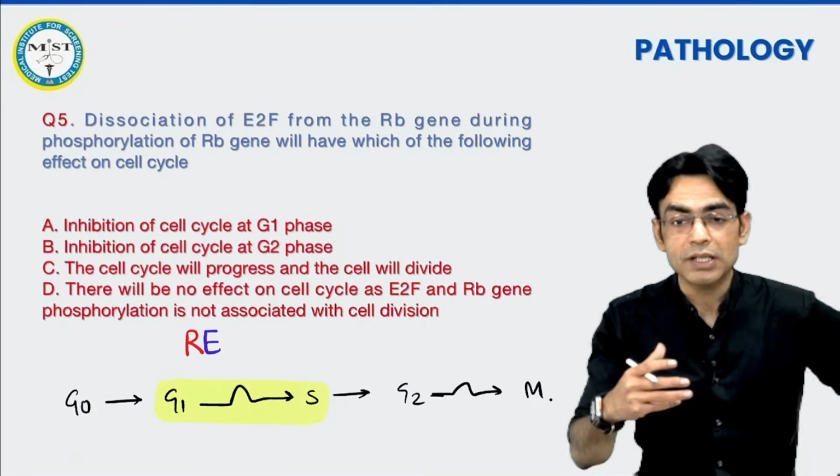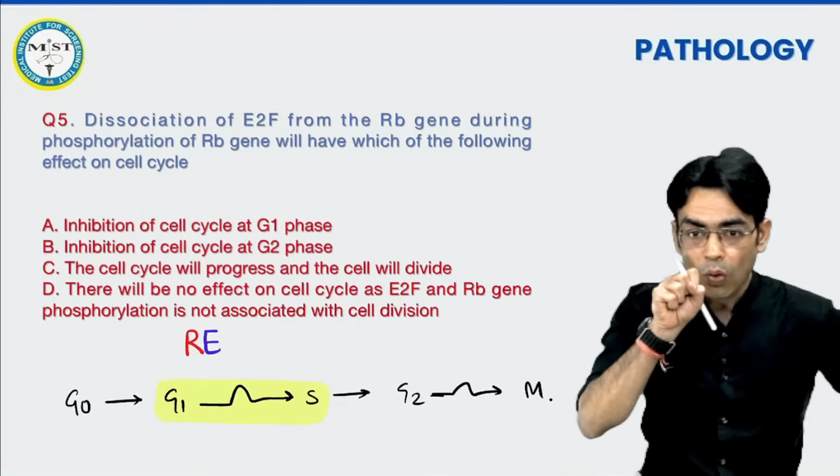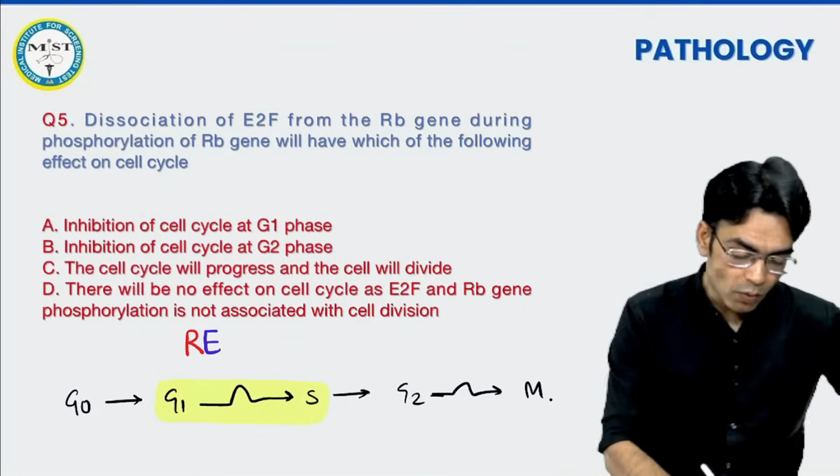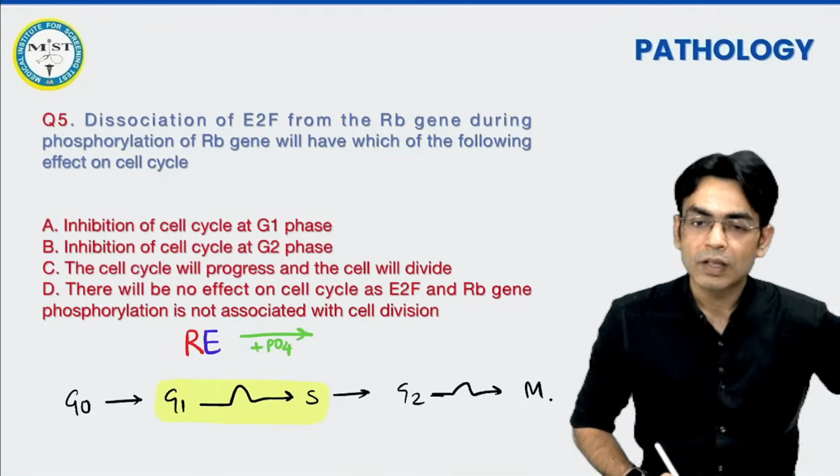You can understand this as a translator. It will tell that what signal has come. But the RB gene always and always holds up. Now when you give phosphate to the RB gene, where does this phosphate come from?